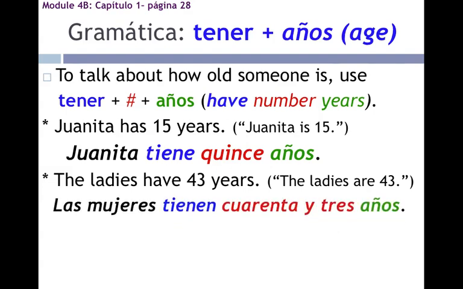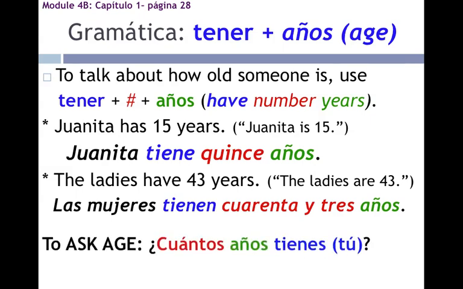Las mujeres tienen, because you could replace las mujeres with ellas, you need the form tienen, the plural, third person. Las mujeres tienen 43 años. Don't forget the años.